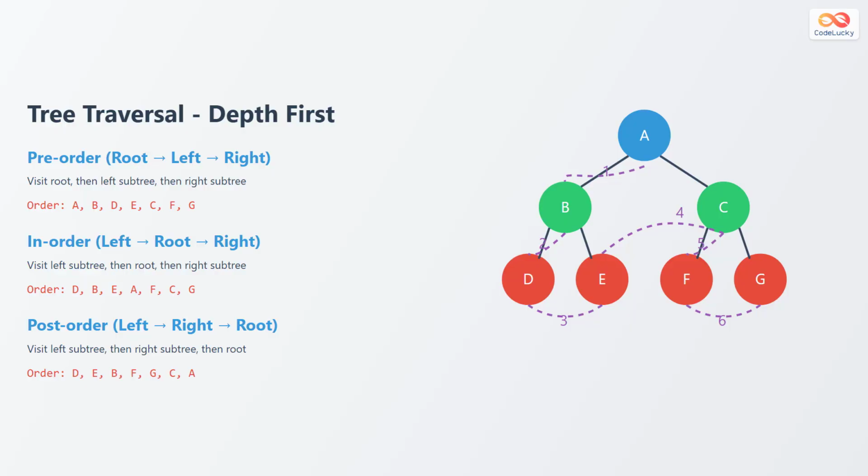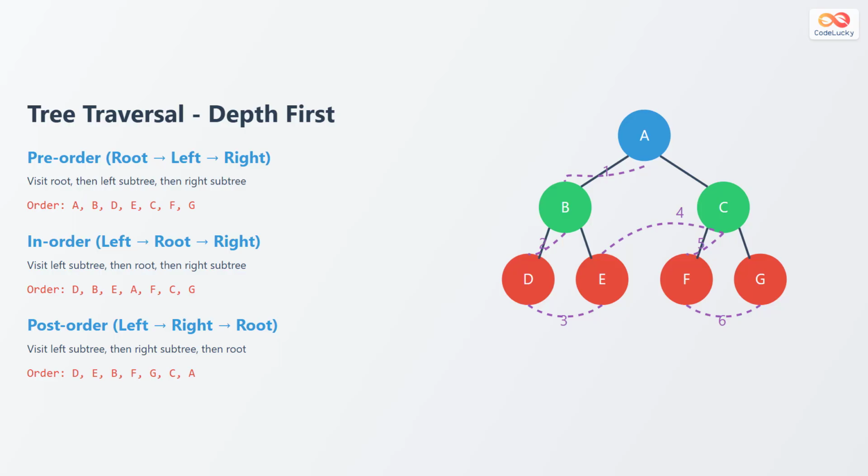Now let us explore tree traversal methods, starting with depth-first approaches. Preorder traversal involves visiting the root node first, then the left subtree, and finally the right subtree. For the tree shown, the preorder traversal order is A, B, D, C, F, G.